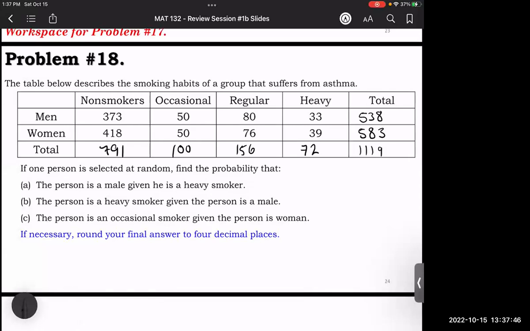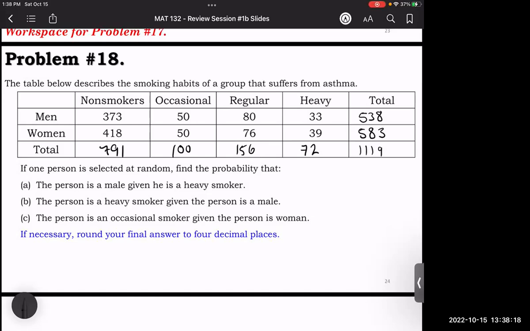So here it states the table below describes the smoking habits again of the same group that suffers from asthma. There's three parts. Parts A, B, and C state that if one person is selected at random, find the probability that the person's a male given he is a heavy smoker. Part B, the person is a heavy smoker given the person is a male. Part C is the person is an occasional smoker given the person is a woman.